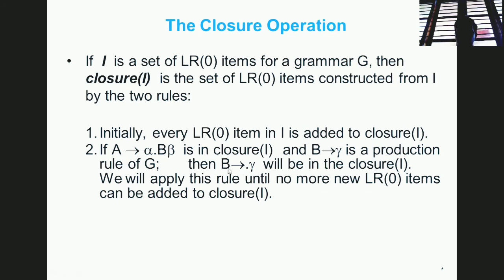For example, B tends to dot gamma. If once again gamma is a non-terminal symbol, we add all the productions of gamma into this set. We keep on adding until we find no more elements to be added into the closure of I.